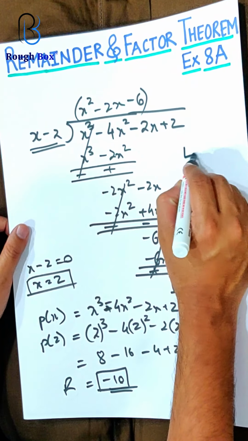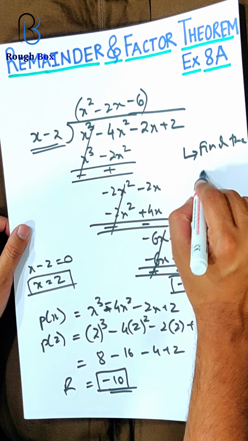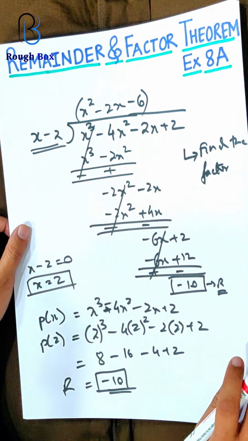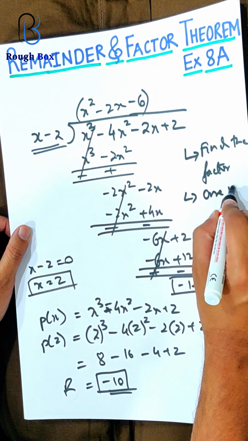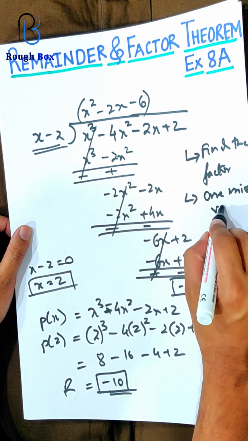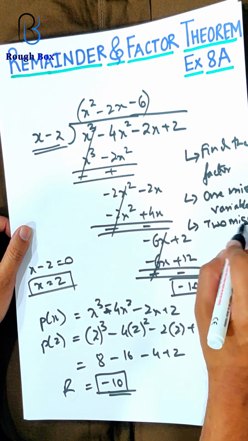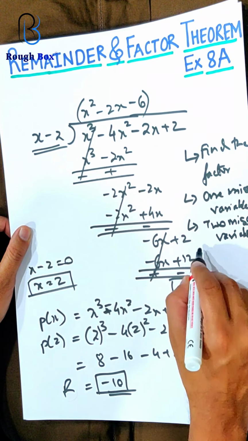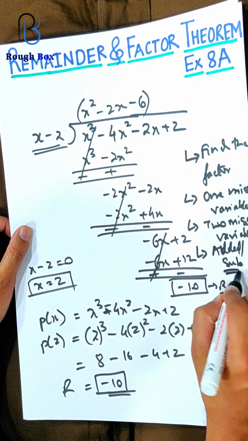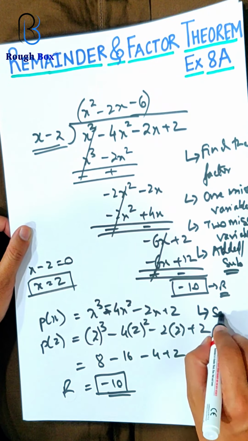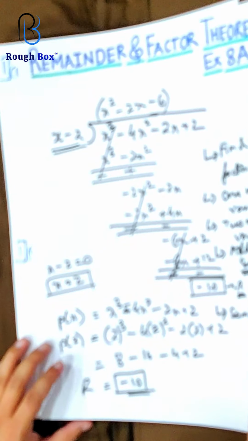So what are the types? First type, find the factor, or find whether it is a factor. That will be type 1, find whether it is a factor. Type 2, find one missing variable. What is all that? I will tell you. One missing variable. Type 3, two missing variables. Type 4, what should be added or subtracted. Type 5, same remainder. Now what are all these? I will tell you once we start with the exercise.